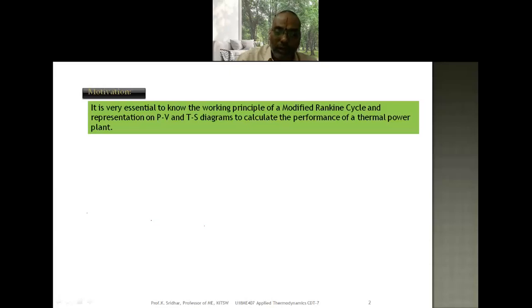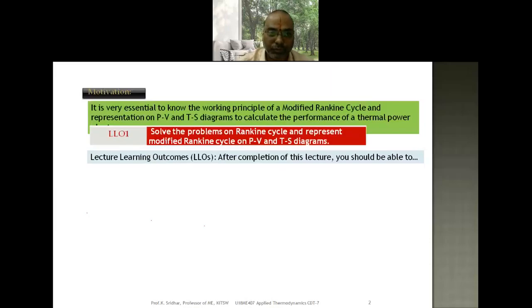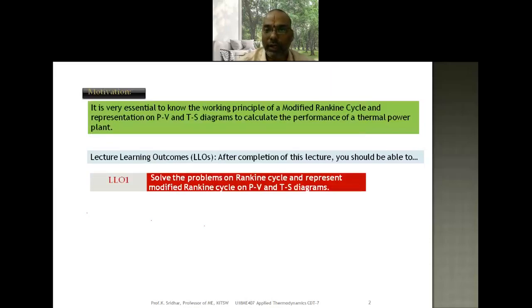The lecture outcome is that after completing this lecture, you should be in a position to solve problems on the Rankine cycle and represent the modified Rankine cycle on the PV as well as the TS diagram.